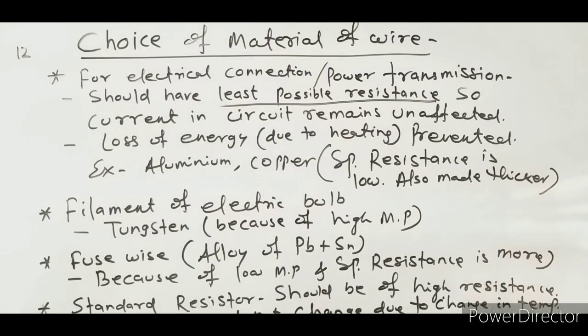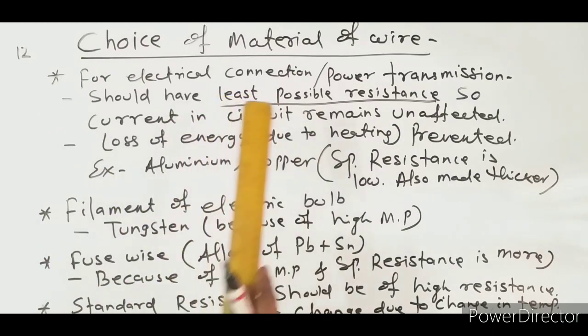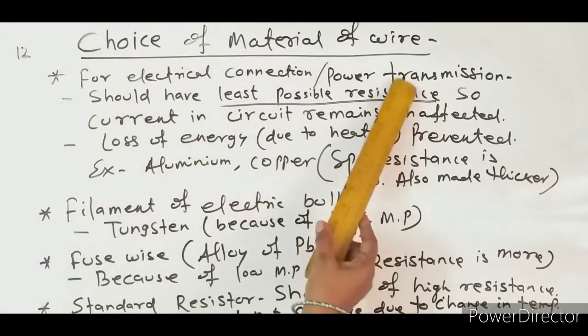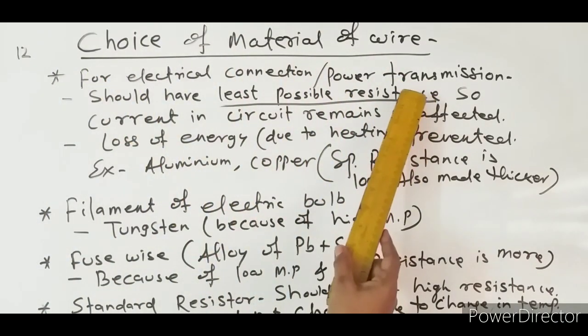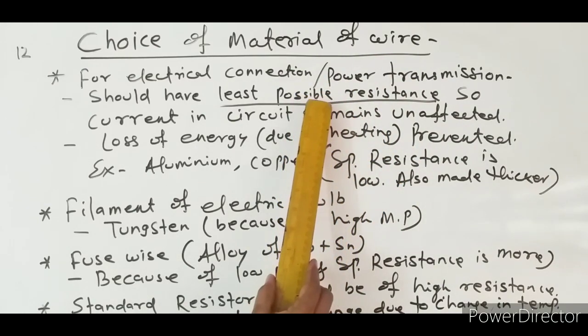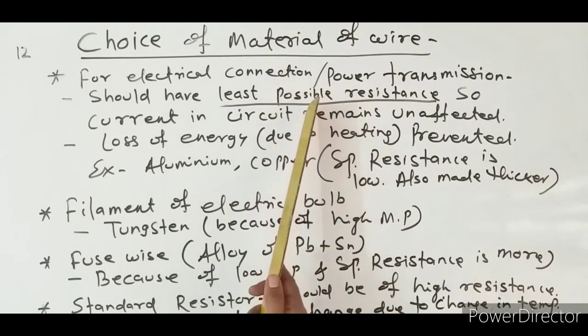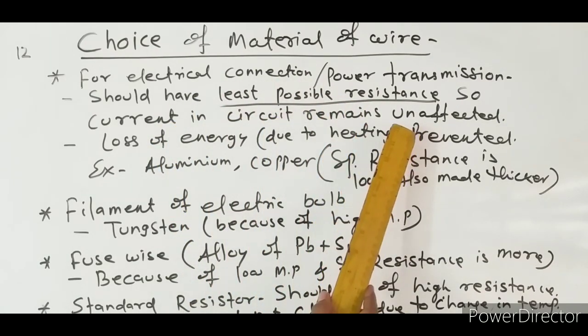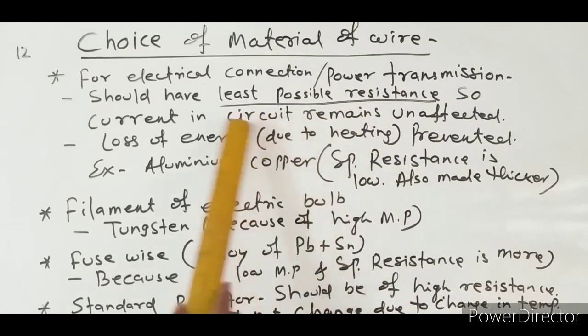In this case, the current in the entire circuit will remain unaffected, because remember, resistance increases with increase in length. Whether we take an entire household circuit, or power transmission over a long distance, resistance should be less. Resistance should be less means conductance should be more, and the current in the entire circuit will remain unaffected. Understand?